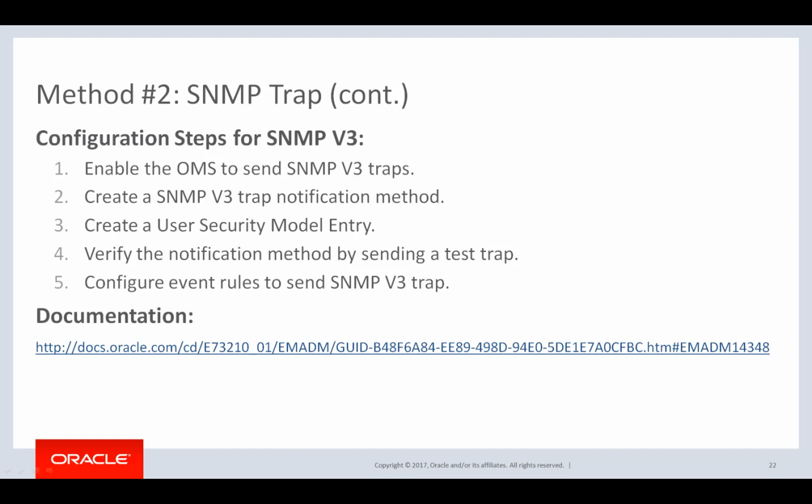The first step is to enable the OMS to send such traps. For SNMP V3, the OMS serves as an SNMP agent, which sends traps to the SNMP manager that is monitoring all SNMP agents deployed in the network. The second step is to create an SNMP V3 notification method from EM. Third, create a user security model entry which allows you to configure the authentication and privacy settings of SNMP V3 messages. Fourth, verify the SNMP trap is working fine. And finally, configure event rules to use the SNMP V3 trap. For more information, please visit our online documentation.